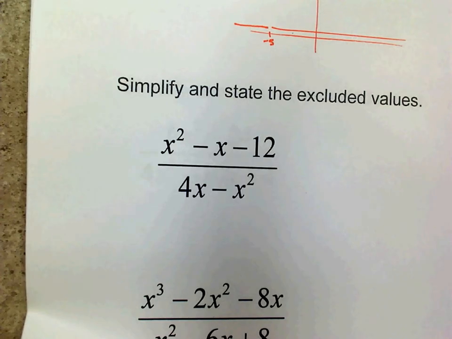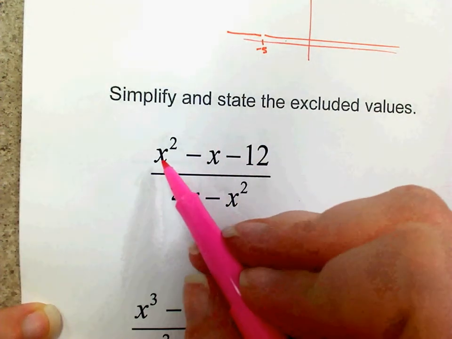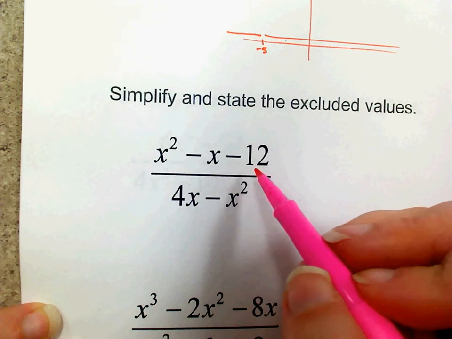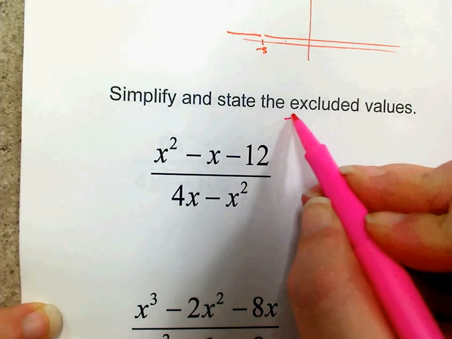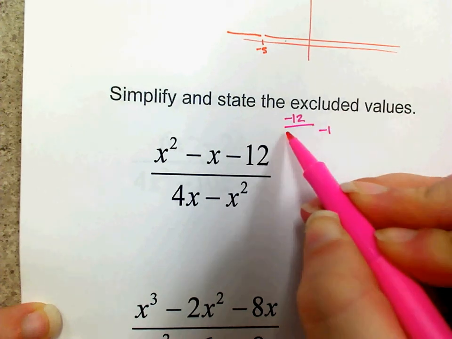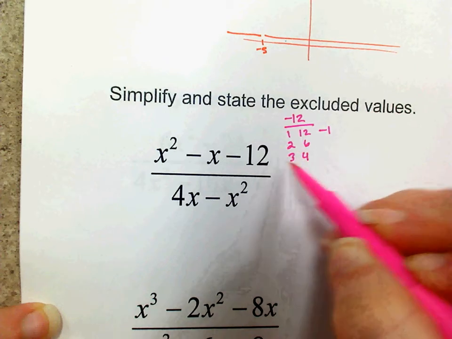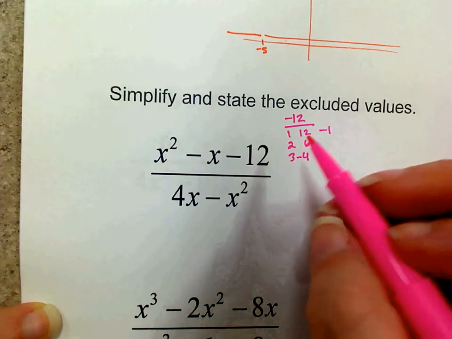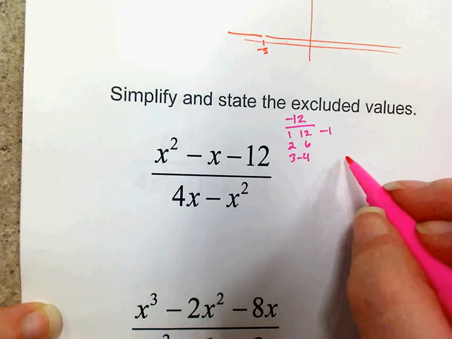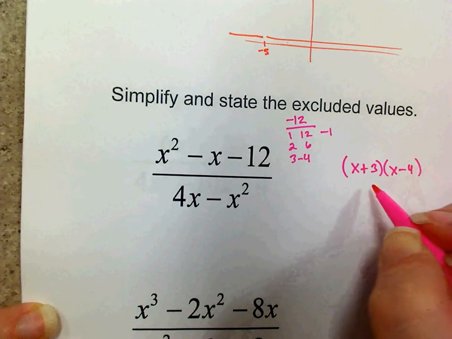Okay, so I want to factor. This is a quadratic with a quadratic, linear, and constant term, which means I want to try to factor, as in the factors of negative 12 that add up to negative 1. 1 and 12, 2 and 6, 3 and 4. 3 and 4 have a difference of 1, and I need a negative 1, so negative 4. Positive times a negative is negative. So I've got x plus 3 and x minus 4 for the numerator.